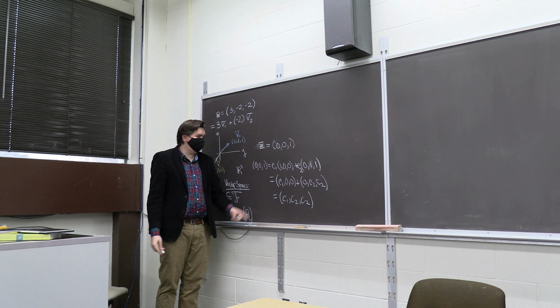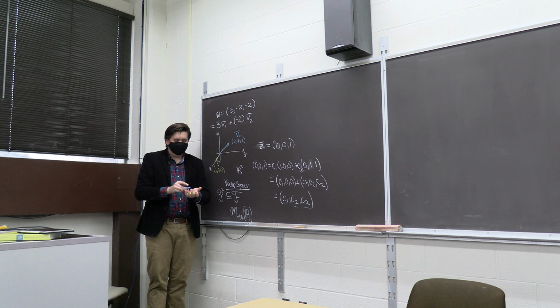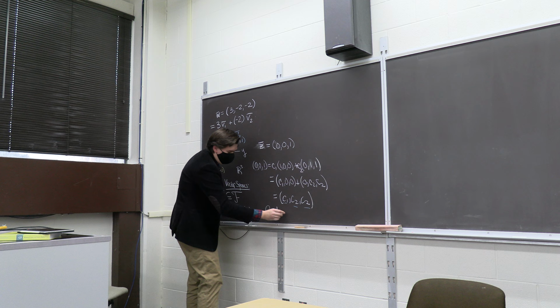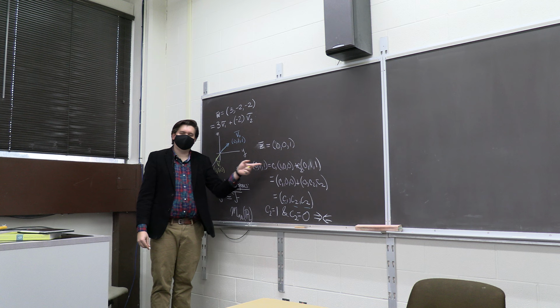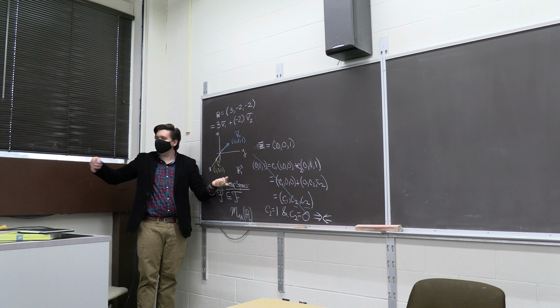And then what does it mean for two vectors to be equal to each other? It means each of their components are the same. But what's the problem here? Well, here I'm insisting that my C2 is 1. But I also have that C2 is 0. A contradiction, right? So since we resulted in this contradiction, there must be no solution to this. Hence, z is not a linear combination of v1 and v2. Wait, is this familiar? You remember doing this back in your first course in linear algebra?